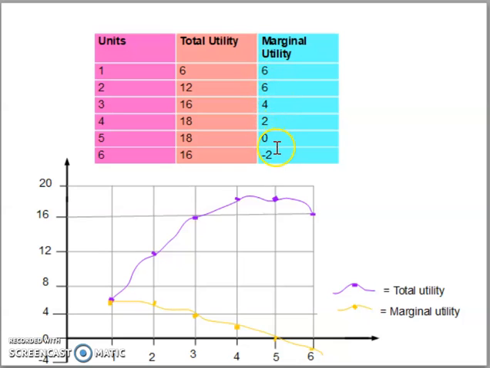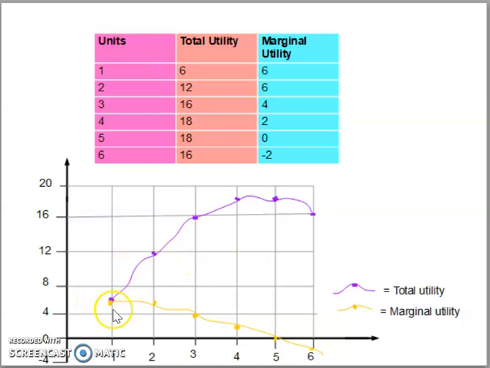Why is it decreasing? Because the satisfaction of the first ice cream will be higher than the satisfaction of the second ice cream, and the satisfaction of the second ice cream will be higher than the satisfaction given by the third ice cream, and so on. At some point we may not want to eat more ice cream. This is the time when we don't want to have ice cream, and if we have more, we are not going to like it at all. So this is about total utility and marginal utility.